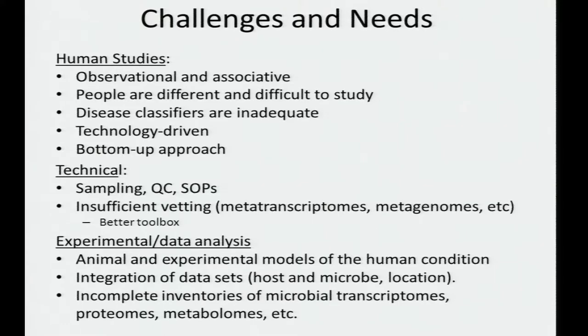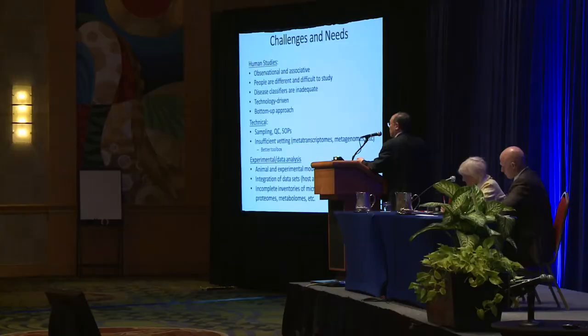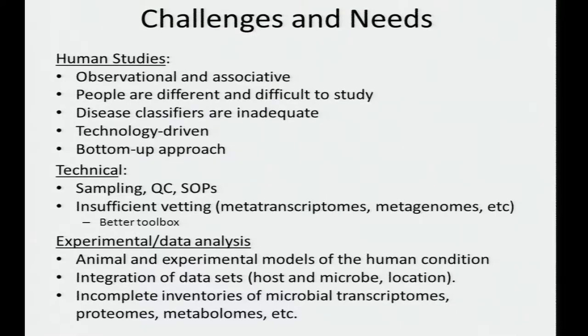So at this point, I am going to broaden my comments to what I think are the challenges and needs. And this not only applies to studies of the gut epithelium, but to studies in general in the area of human microbiome research. And I group them into three categories. In the first category are human studies. So HMP1 was largely devoted to the study of humans, and I think that a lot of useful information came out of that project.